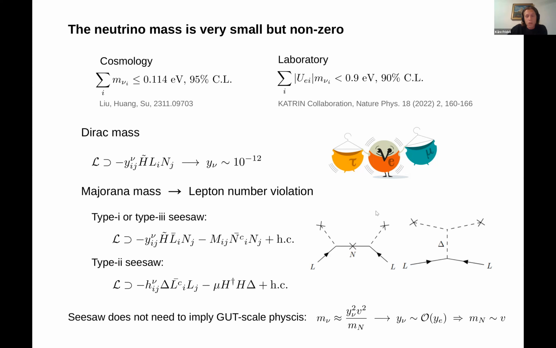And so what I show you here are some seesaw diagrams. So the most perhaps conventional way to generate the Majorana mass is the type 1 seesaw, which uses the same term as the Dirac mass, but also has a Majorana mass for the right-handed neutrino, such that the more massive the right-handed neutrino is, the less massive the neutrino, and that's why it's a seesaw. And the type 2 is similar, but with a scalar.